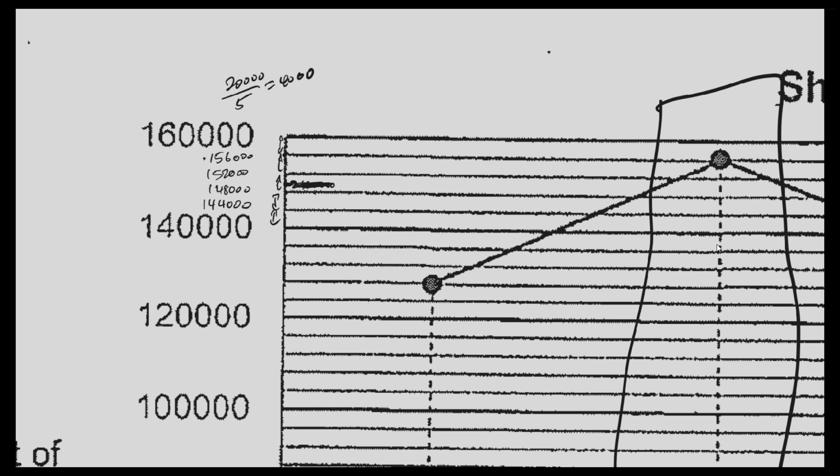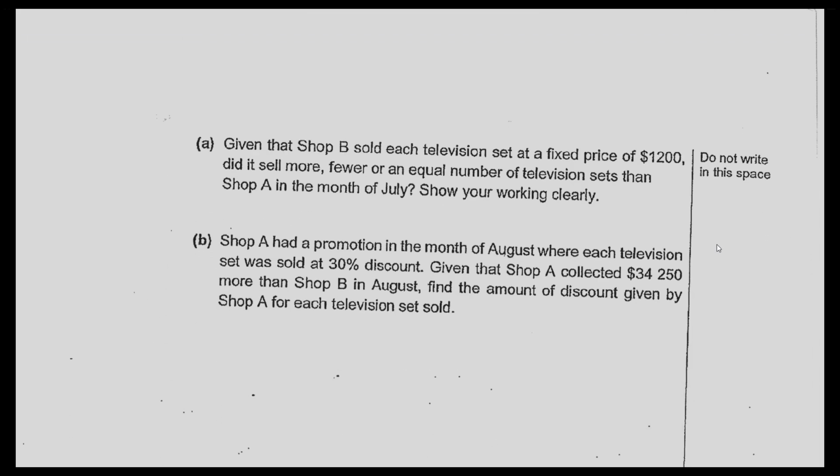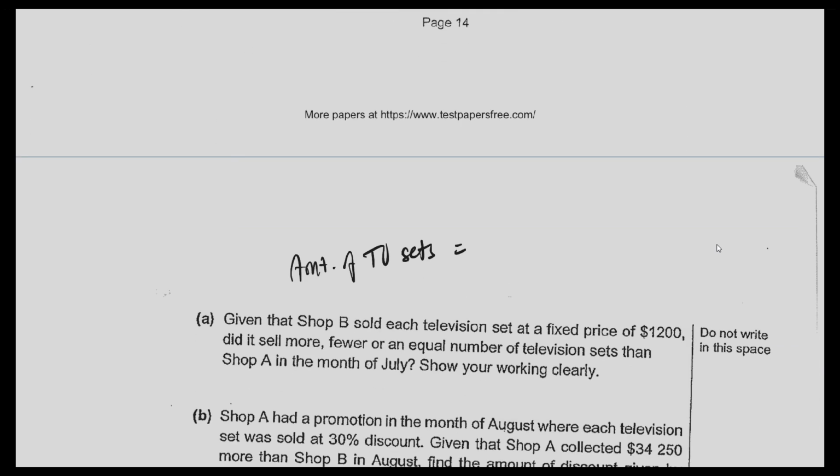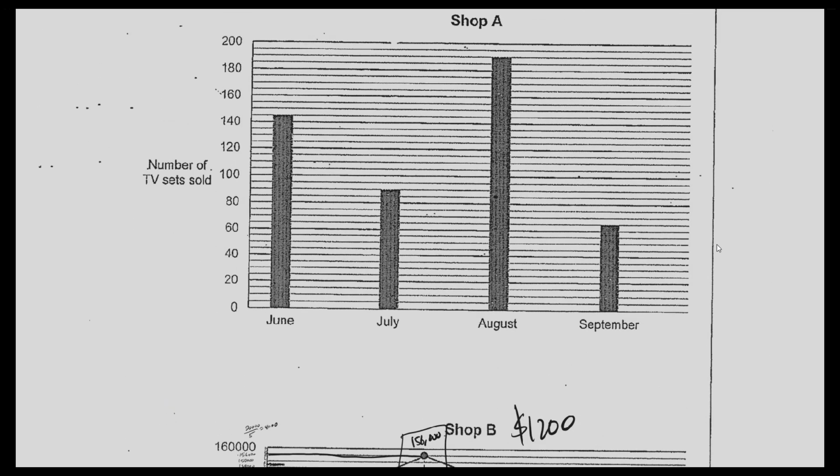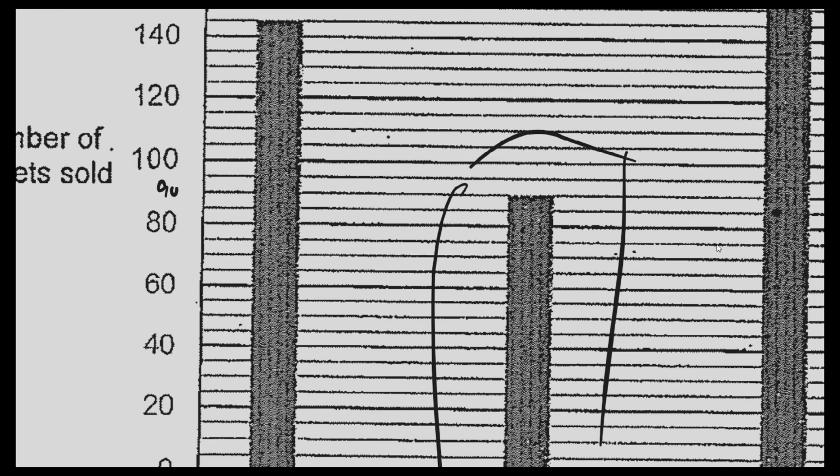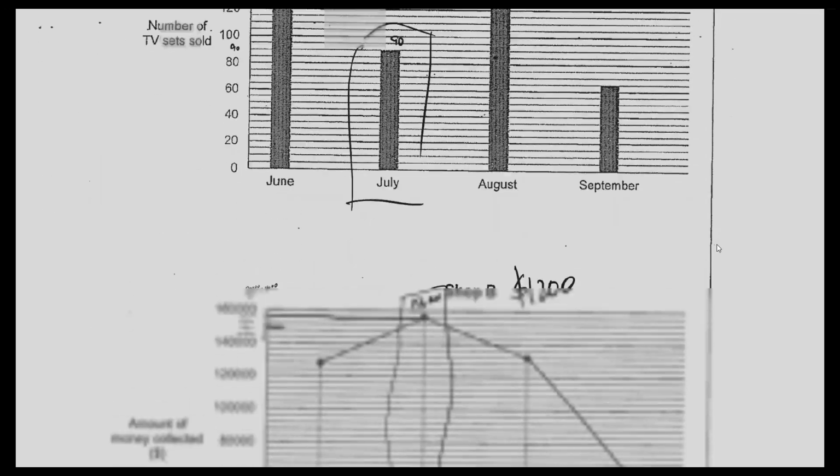We can trace it, right? We find that, oh, it's actually $156,000. So the number of television sets is 156,000 over $1,200, and what we get is 130 television sets. Compare this to shop A in the month of July, which only sold, this will be 90. So yeah, they only sold 90 television sets.